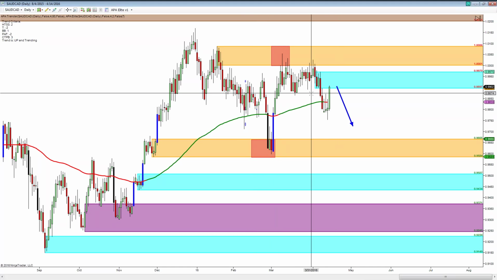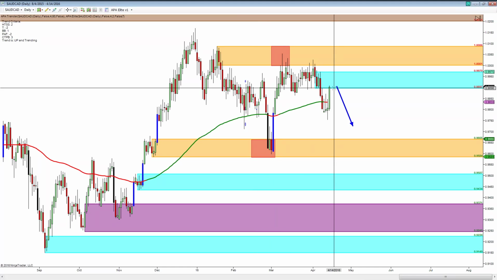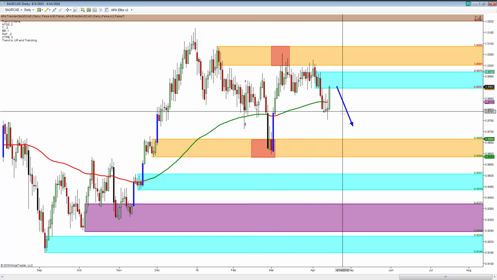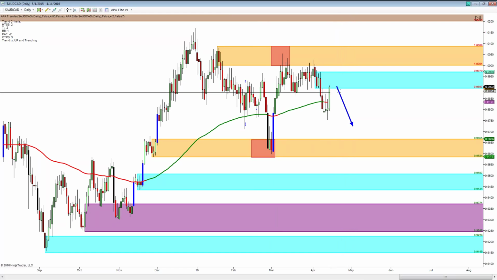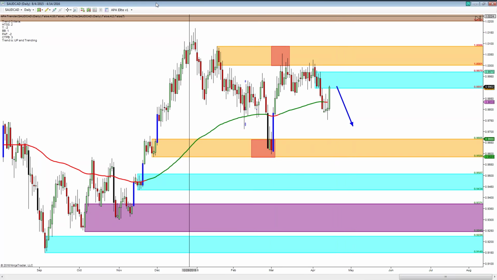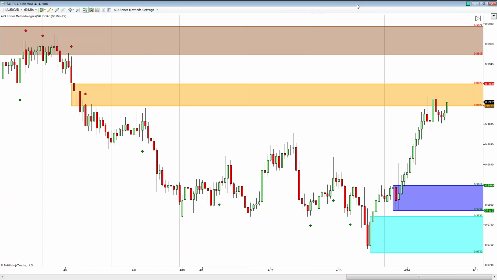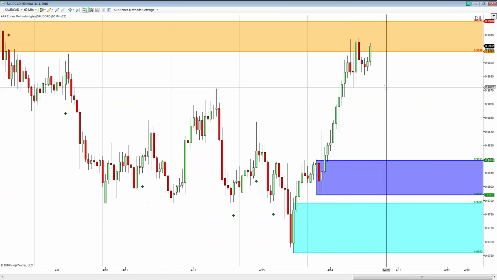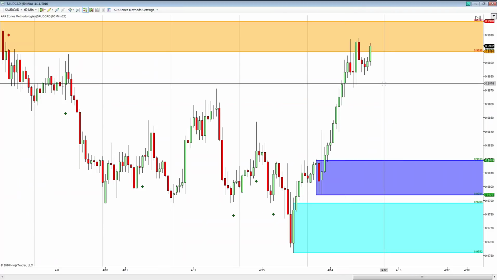So from my perspective, I would like to see if price can't bounce off of this zone here, this nice little aqua zone, and give us a money bounce off that level. All right. So as we peel down into the 60-minute time frame, we want to know when, where, why, and how to enter this thing.